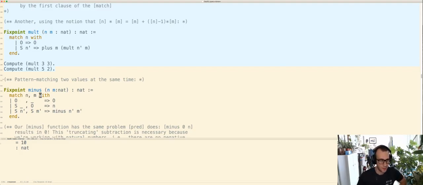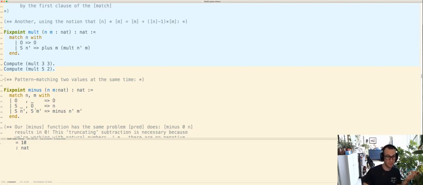How does it work? So this is basically saying, hey, I want to simultaneously consider the possible ways that n and m were constructed. And let me tell you what the possibilities are. To compute n minus m, if n is 0, we need to saturate. You can't go lower than 0. So if n is 0, I don't care what m is, return 0.